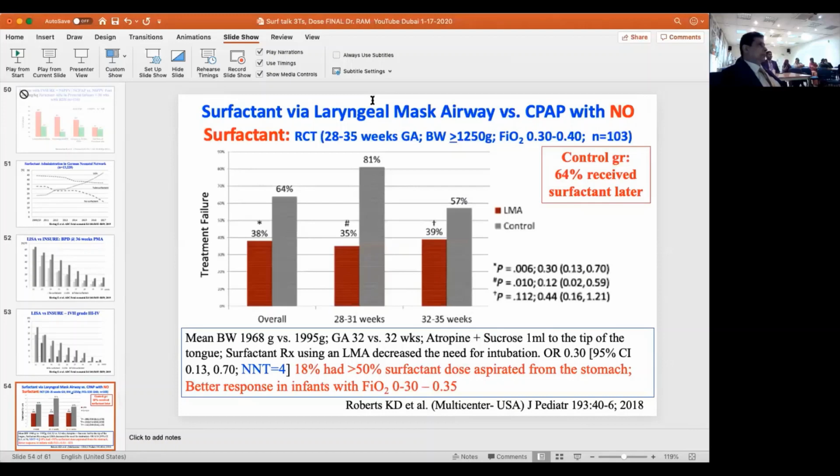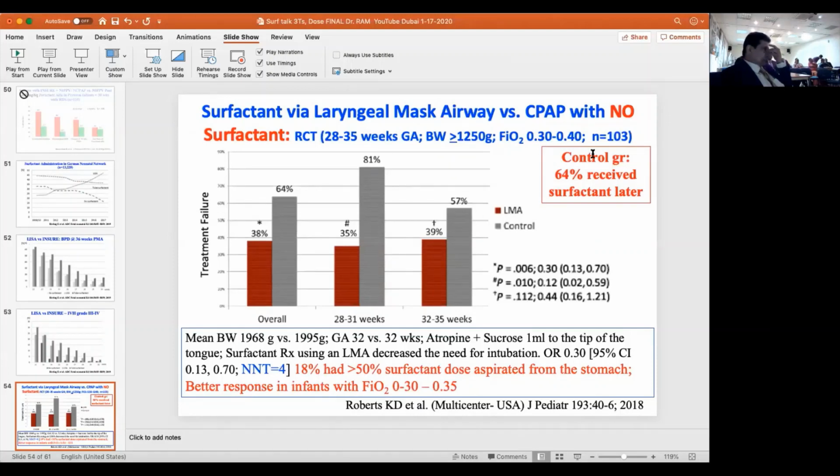What about laryngeal mask airway? Unfortunately, we do not have a laryngeal mask airway that you can use safely in babies less than 1 kilo or 800 grams. So this is a randomized controlled trial, a multi-center trial from the US, published in 2018, where they used babies with mean birth weight about 2 kilos, gestational age 32 weeks. They gave atropine and sucrose, 1 ml to the tip of the tongue. Surfactant treatment by LMA decreased the need for intubation, odds ratio 0.3. Number needed to treat is 4.